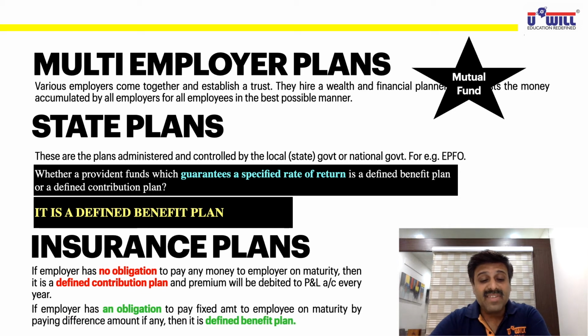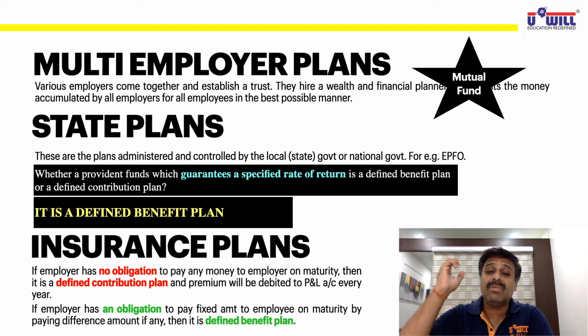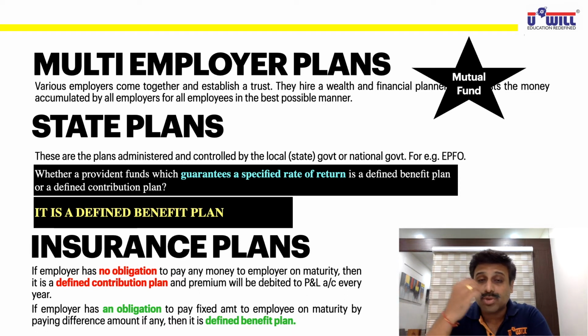However, if the employer has an obligation to pay a fixed amount to the employee on maturity, means the employer says that for provident fund, for gratuity or for employee state insurance, any particular insurance scheme, we will give you 50 lakhs when you retire. Whatever may be the policy value, maybe the insurance maturity comes to 40 lakhs, then also the employer has guaranteed 50 lakhs. Then it becomes a defined benefit plan. Why? Because then the benefit is defined, that is 50 lakhs which you have to give him when he retires.